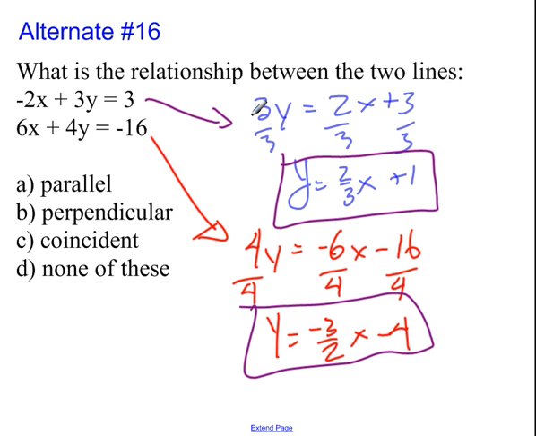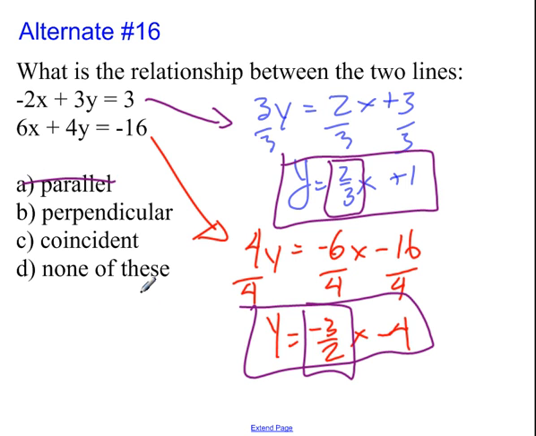Alright, so here we go. I solved them both for y. We added the 2x here divided by 3, and I really am just looking for our slopes as we look at these things here. Subtracted my 6x divided by 4 and got my slope here. Well, if they're parallel, the slopes are the same. Are the slopes the same here?